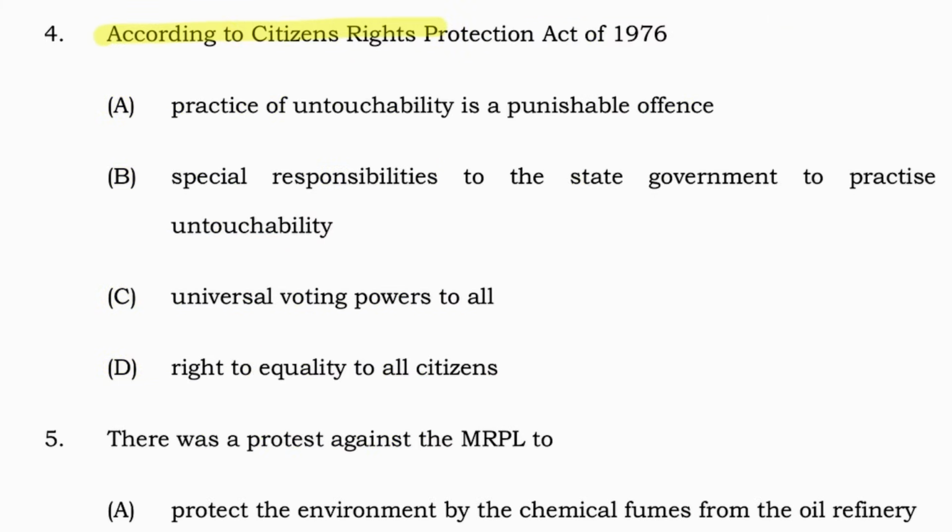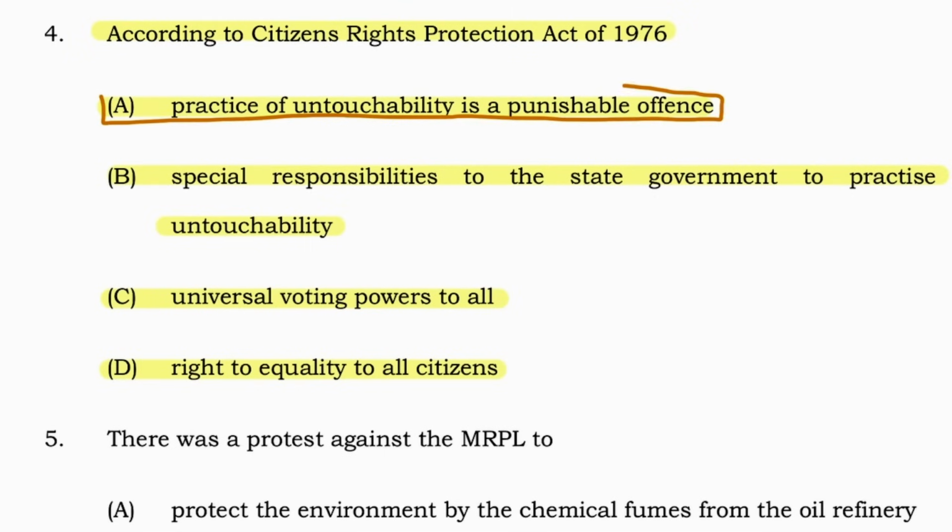According to the Citizens Rights Protection Act of 1976: option A, practice of untouchability is a punishable offence; option B, special responsibilities to the state government to prevent untouchability; option C, universal voting powers to all; and option D, right to equality to all citizens. As you know, the answer is option A. Practice of untouchability is a punishable offence.